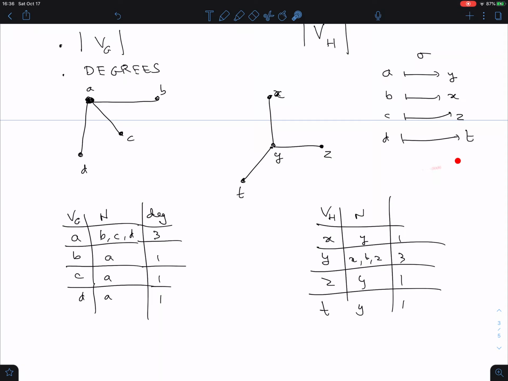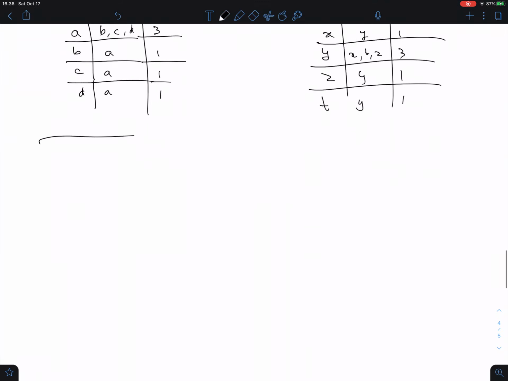So what I wrote down here is actually a graph isomorphism. It's not so hard to check, so I'm going to leave that to you. But I want to give some more complicated examples where it's no longer obvious whether we have isomorphism or not. So here's an example.